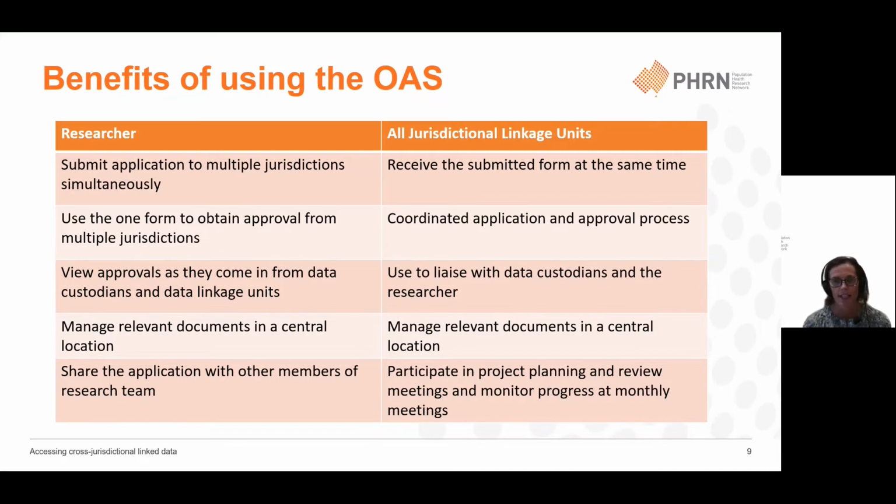For the jurisdictional data linkage units, they will receive the submitted forms at the same time. It has the benefit of encouraging a coordinated application and approval process. They can use the online application system to liaise with data custodians and the researcher. Like the researcher, it's a central location to manage relevant documents. And it also encourages participation in project planning and review meetings and to monitor progress of projects at monthly meetings with the PHRN Coordinator Client Services.